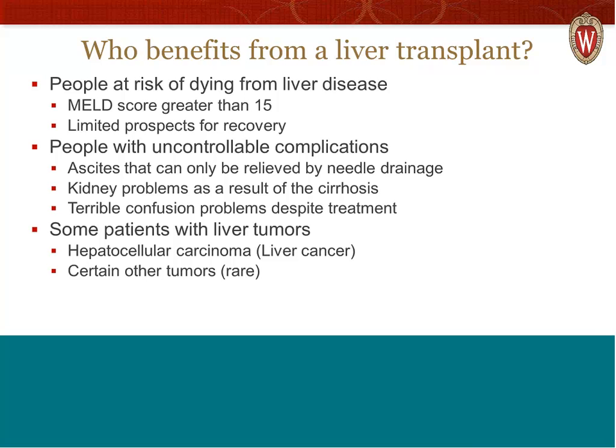Those who have kidney problems in particular, it's significant risk, and that's a relatively urgent indication for consideration of transplant. And then people who have the encephalopathy or terrible confusion despite our best efforts also would benefit from transplant. And then some people with liver tumors. Hepatocellular carcinoma is actually the number one reason that people get transplanted in the United States at this point. And then certain other tumors, although that's relatively infrequent.